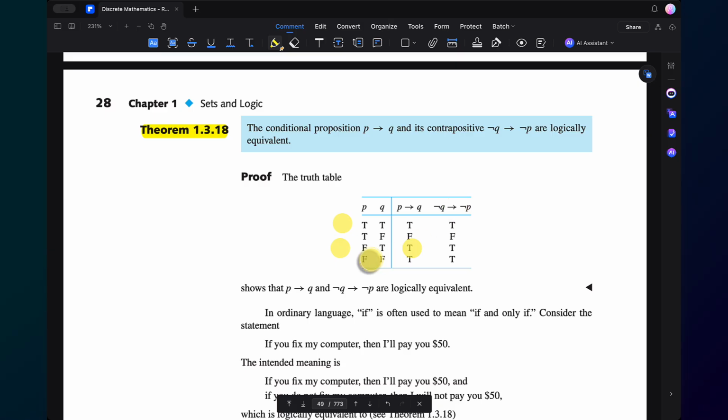Okay, let's look at this. So if P is false, let's see, that makes this true, right? See that? So if P is true, that's true. And if Q is true, then not Q is false, and we know that anything false that implies something is true, so that's correct. That is true.